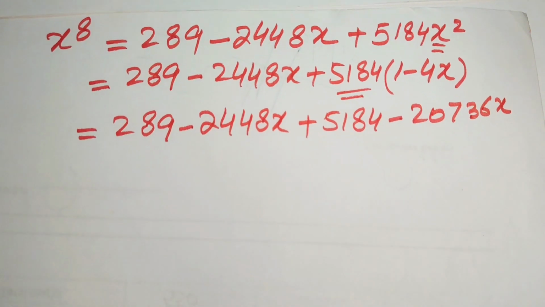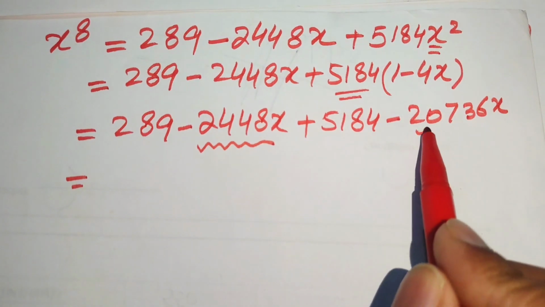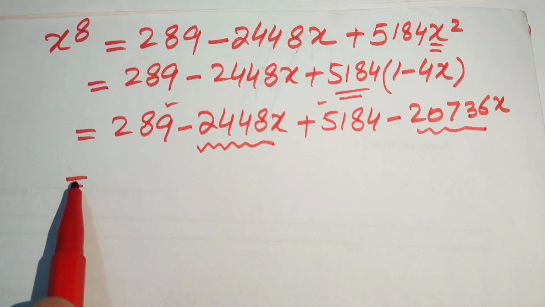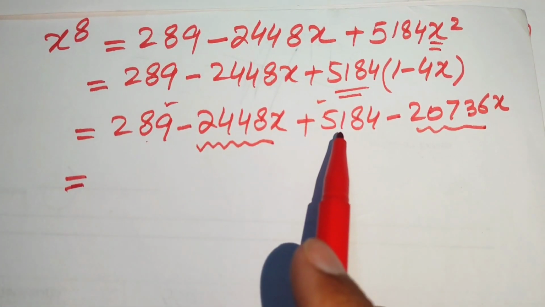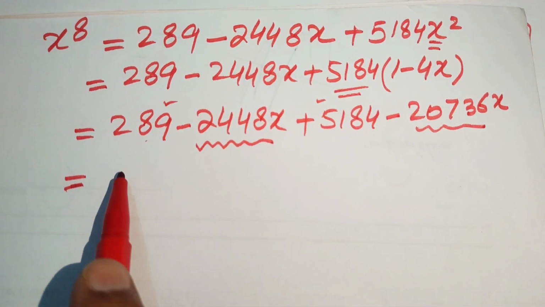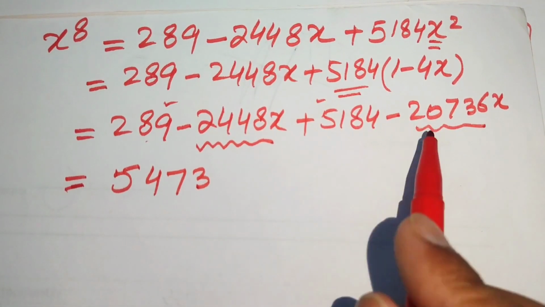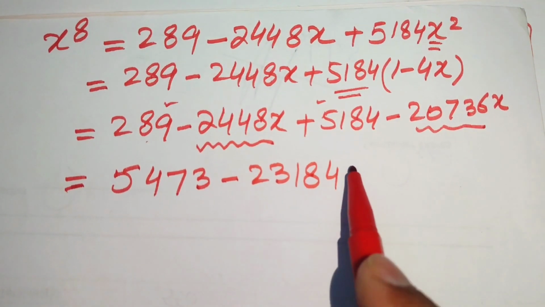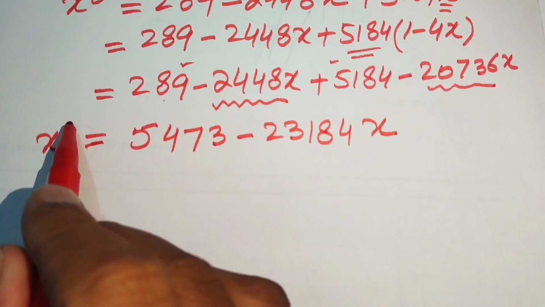Okay, so now here we need to add or subtract the like terms. So the first like term is minus this x, and this is with x, and we subtract these two values and we add these two values. So here you have 289 plus 5184. So when you add these two values, then you get 5473, and when you subtract these two values, then you get here 23,184 into x. Okay, so this is the value of x to the power of 8, but now we eliminate this x on both of the sides.